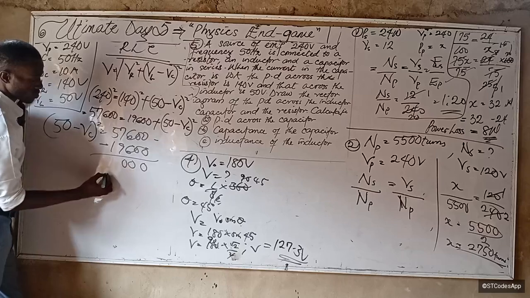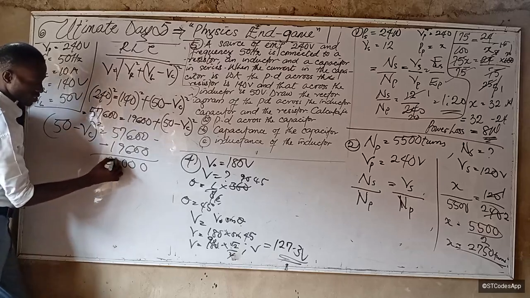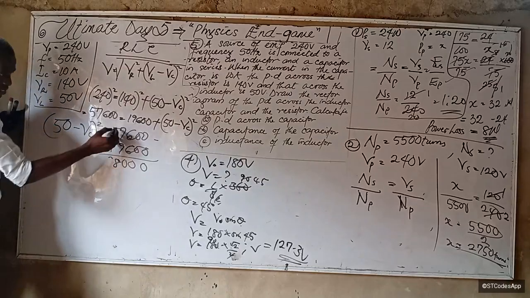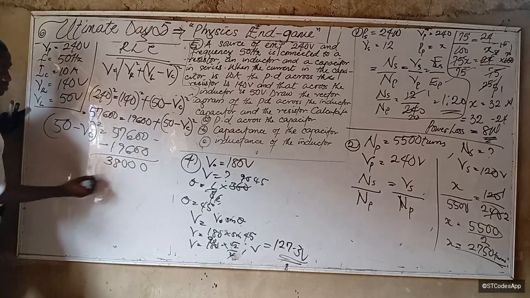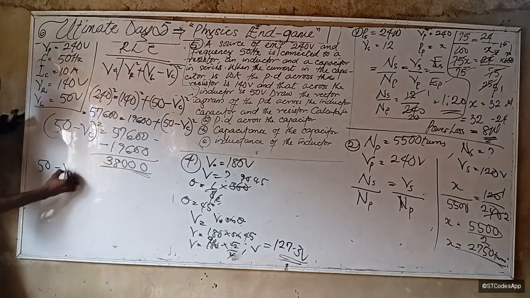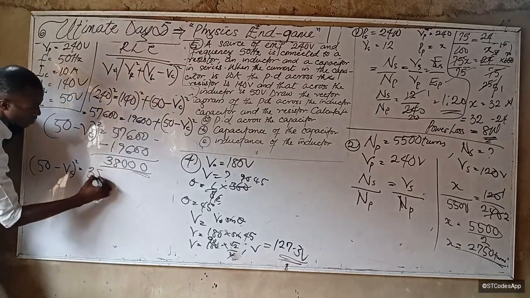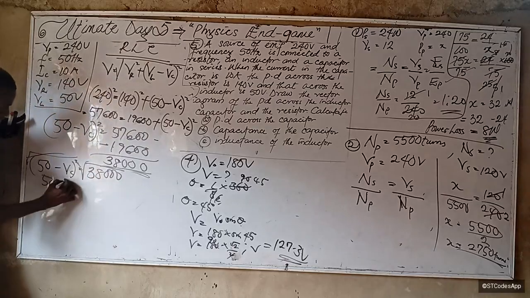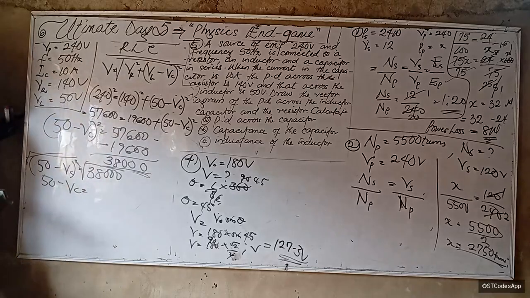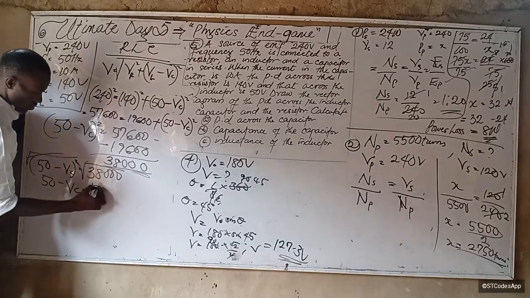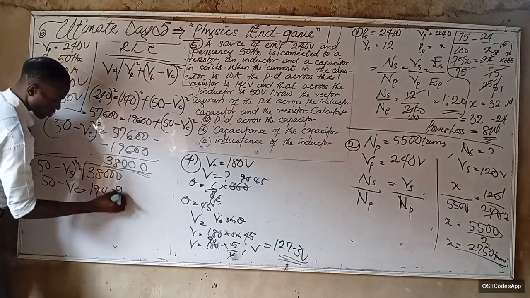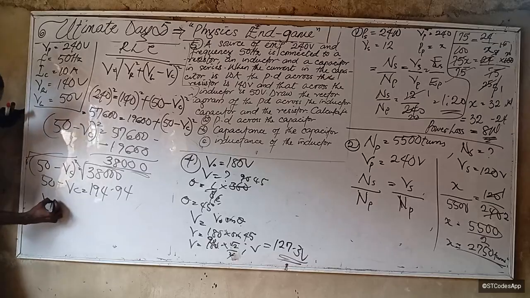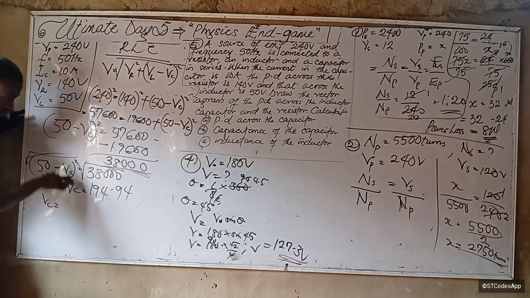38, yes, 38. So 50 minus V sub C all squared is equal to 38,000. Take the square root of both sides. So we have 50 minus V sub C equal to the square root of this, 194.94. Are we clear?